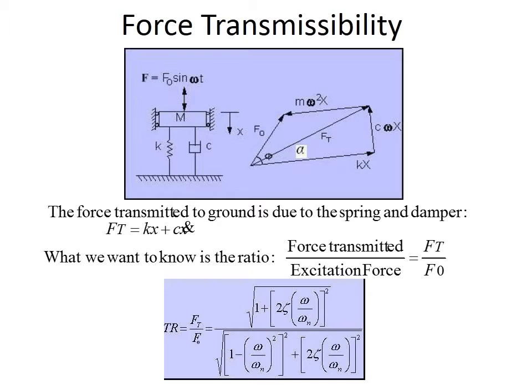So the force polygon for the system will be as shown in the figure. The force transmitted will depend on the spring and damper. Whatever force is absorbed by the spring and damper will be absorbed, and the rest will be transmitted to the rigid section or rod or anything on which this system is lying. Therefore, force transmitted is the vector sum of spring force and damping force.